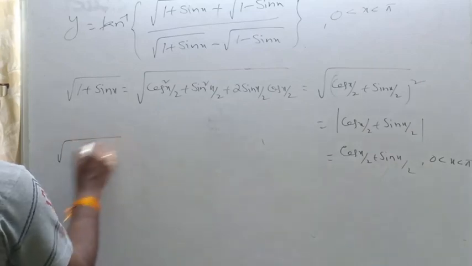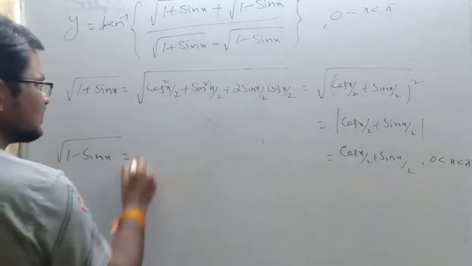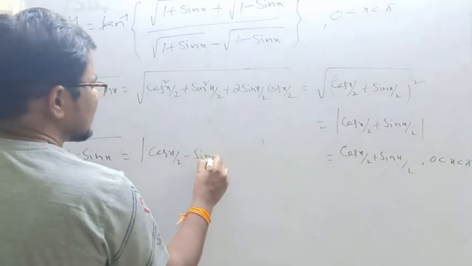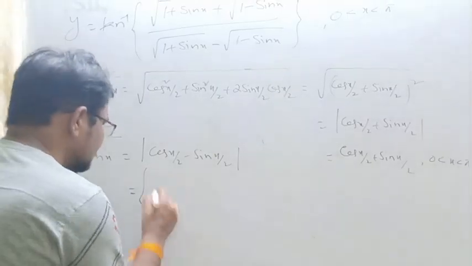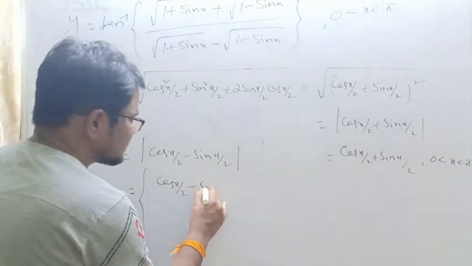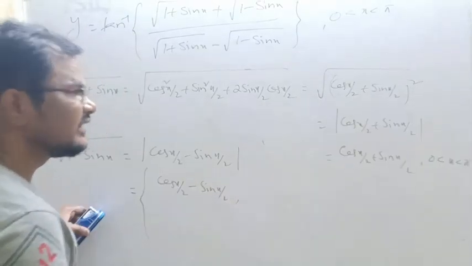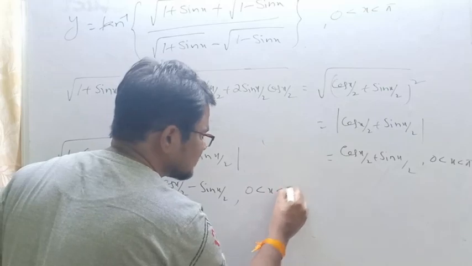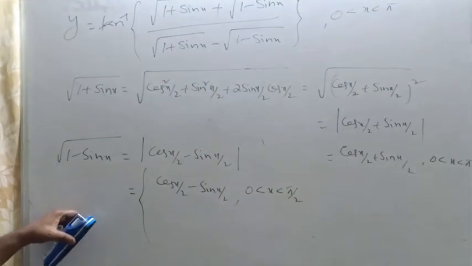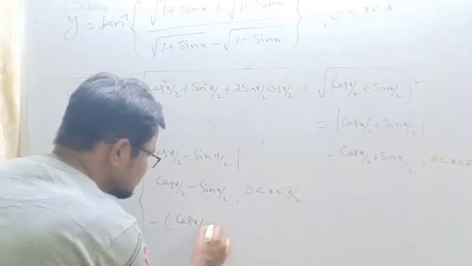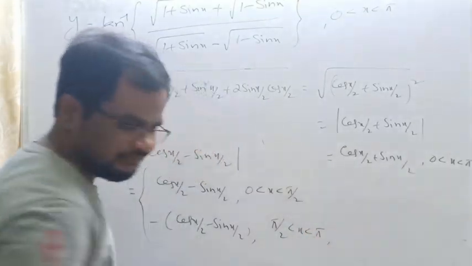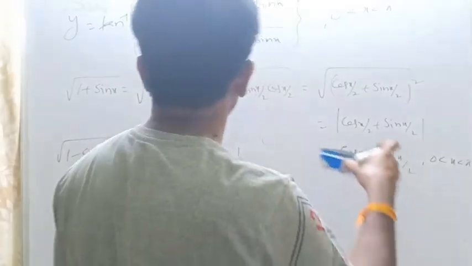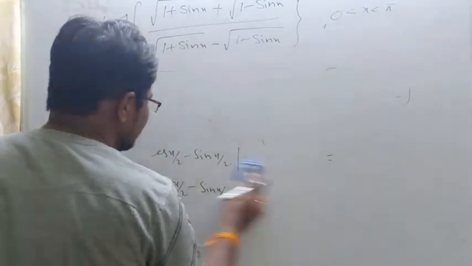Next, root of 1 minus sin x, what will you get? Similarly, modulus of cos x by 2 minus sin x by 2 you will get. Here the condition is there, that is equal to cos x by 2 minus sin x by 2, positive only, when 0 less than x less than pi by 2. In this interval it is positive. You will get minus of cos x by 2 minus sin x by 2 when pi by 2 less than x less than pi. Next, these two values if you substitute in this one, what will you get?